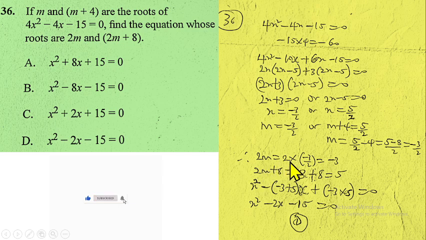Therefore, 2m will be 2 times minus 3 over 2, because our m is minus 3 over 2. The 2 cancels the 2, which means 2m is minus 3. Also, you can get 2m plus 8. So 2m plus 8 will be minus 3 plus 8, because 2m is minus 3. That gives us 5. So we are now to find the quadratic equation whose roots are minus 3 and 5.